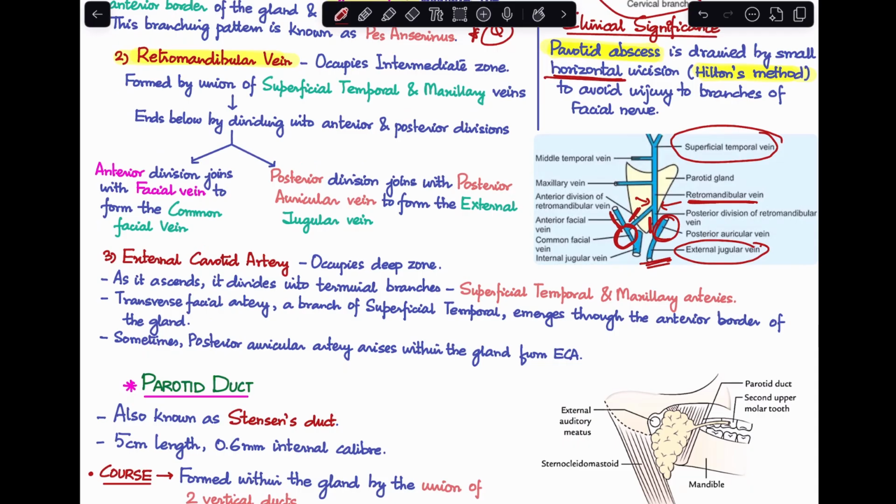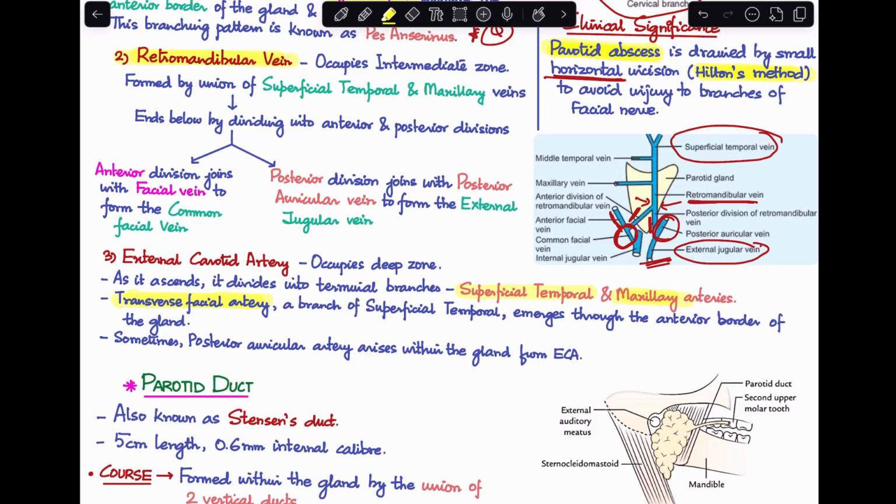Last structure is the external carotid artery, which is the deepmost structure over here in this plane. So the external carotid artery, as it ascends, it divides into two terminal branches, the superficial temporal and the maxillary artery. Other than this, we also have a transverse facial artery, which is a branch of the superficial temporal artery.